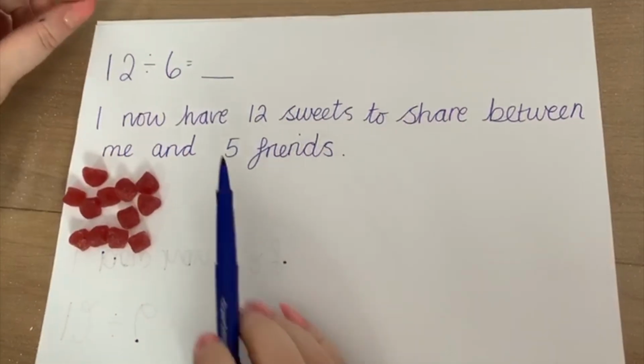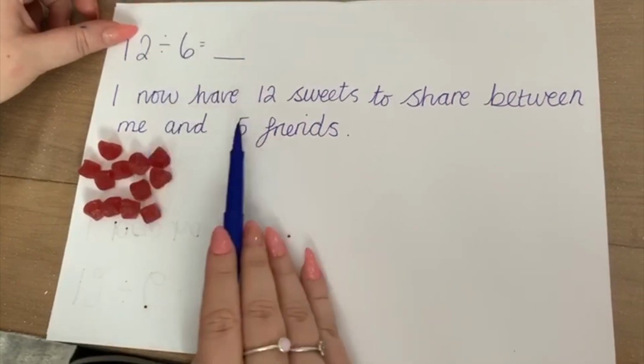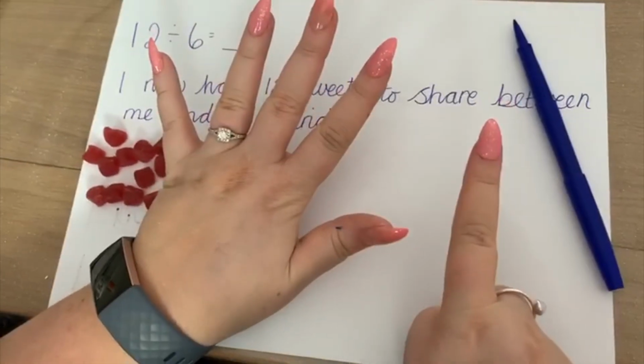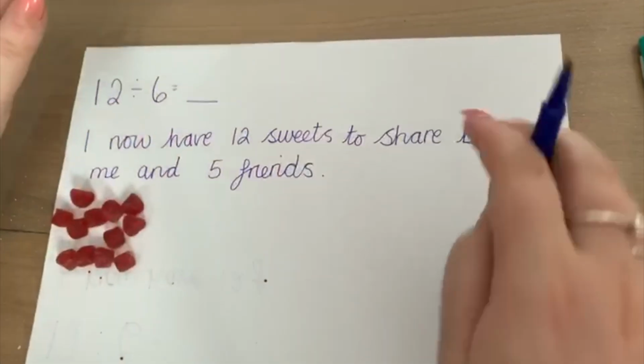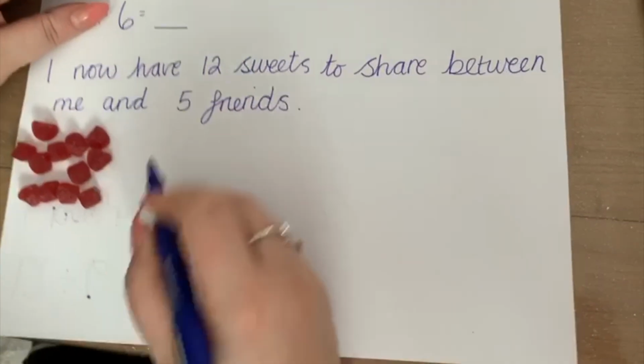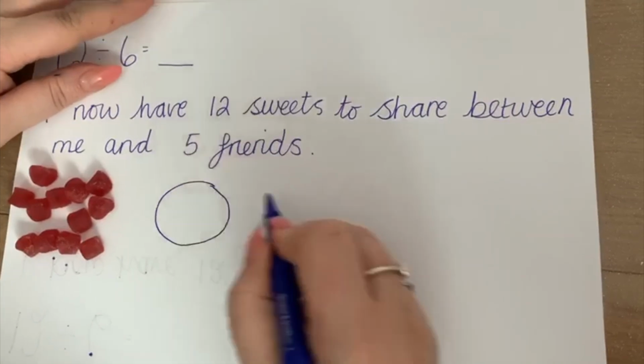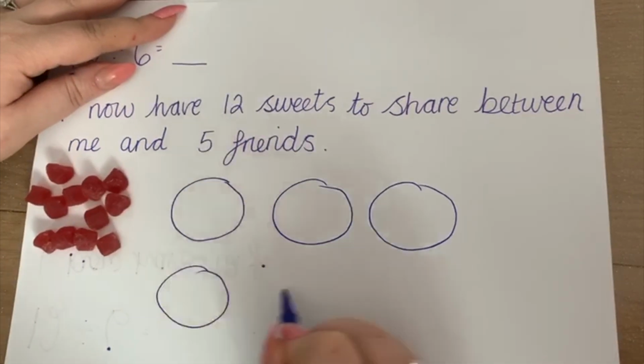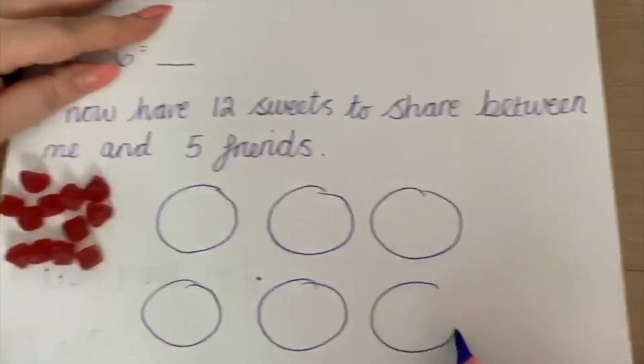Now, if I'm dividing it by 6, it's my 5 friends and me. So my 5 friends plus me makes 6. So I need to make 6 groups. 1, 2, 3, 4, 5, 6.